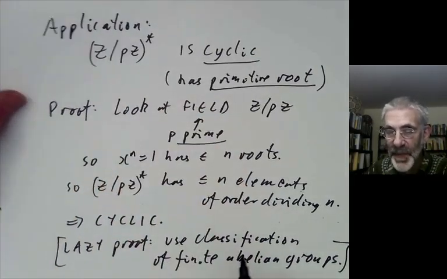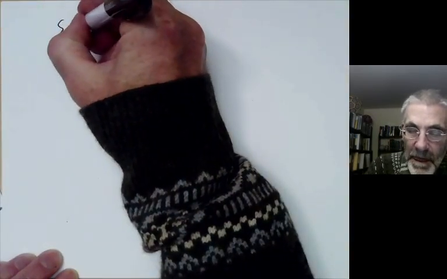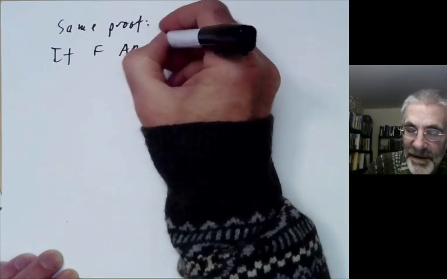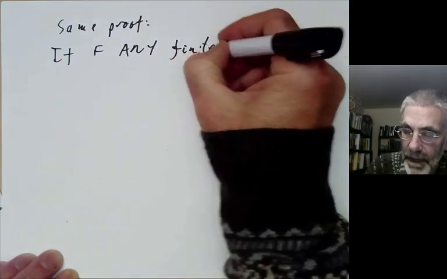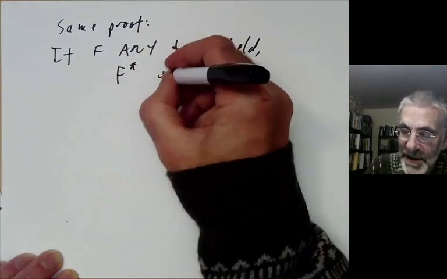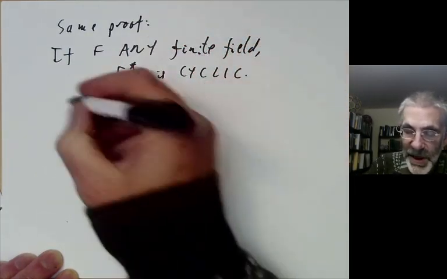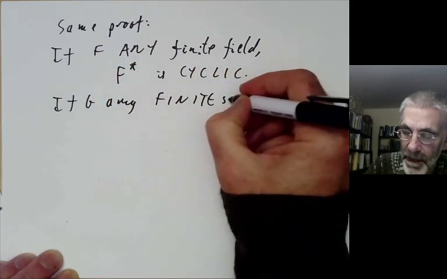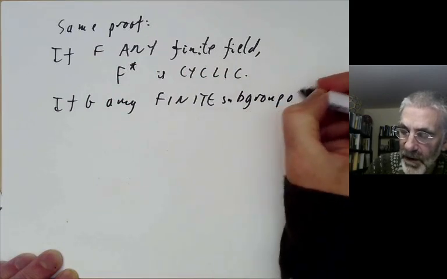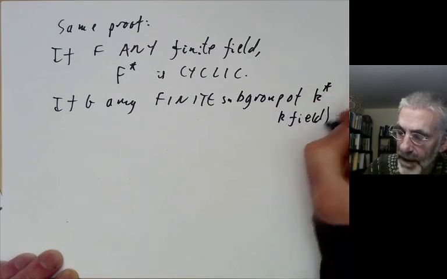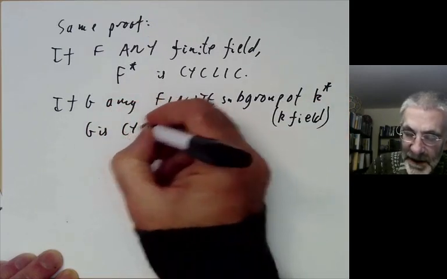This shows that (Z/pZ)* is cyclic. In fact, the same proof shows that if F is any finite field, then the group of non-zero elements is cyclic. More generally, if G is any finite subgroup of the non-zero elements of any field K, then G is cyclic.